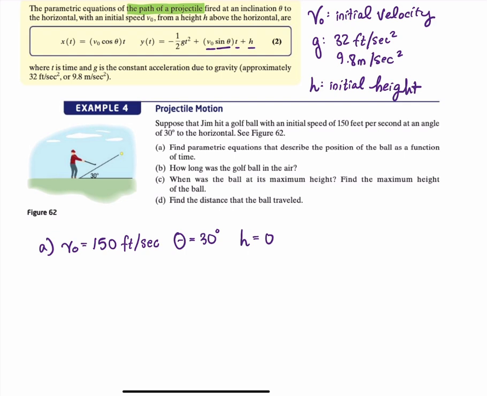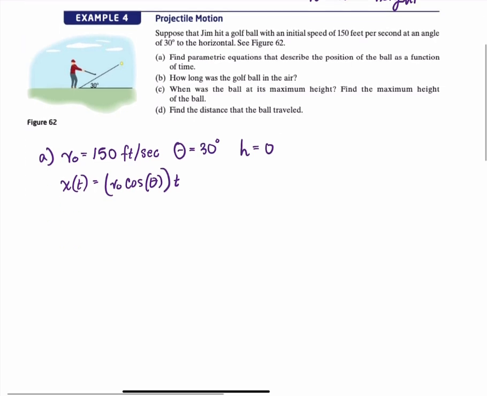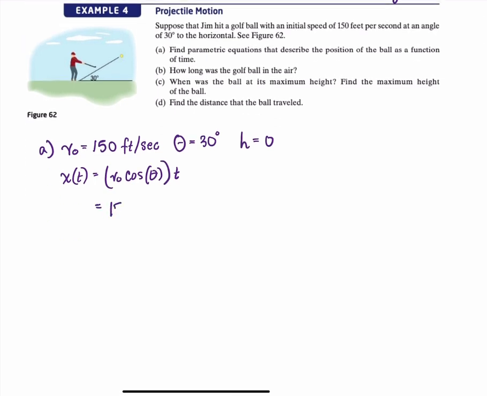So let's use our two definitions to produce our parametric equations. We're told that x of t is equal to initial velocity times the cosine of theta times t. So that would be 150 times the cosine of 30 degrees times t. Cosine of 30 is root 3 over 2, so this is 150 over 1 times root 3 over 2 times t. So we can say x of t will equal 150 divided by 2 is 75, so 75 root 3 times t.